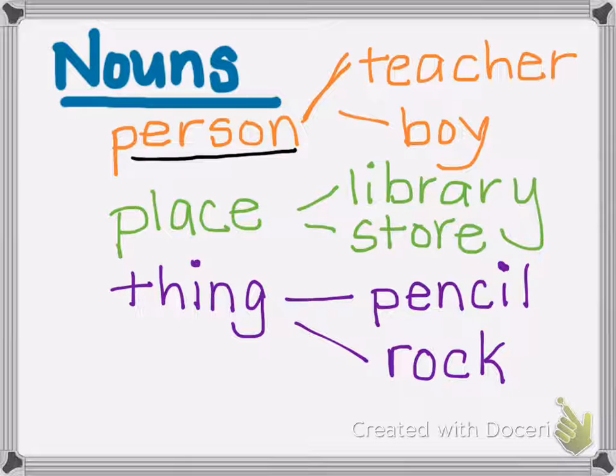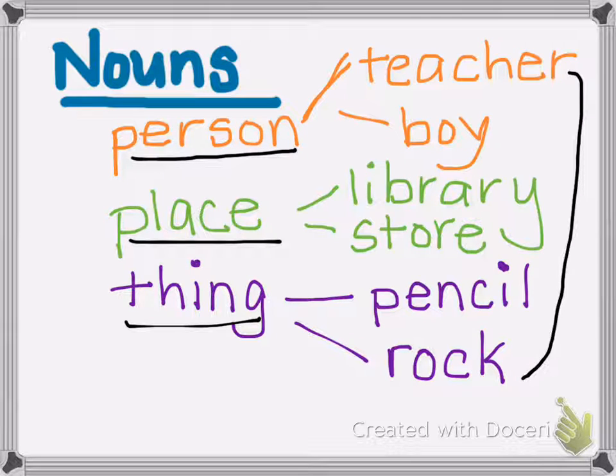A noun can also be a place, and a place is sometimes thought of as a setting. A noun is library because a library is a place. Store is a noun because store is a place. Okay? And of course, the last thing a noun is, is a thing. And a noun can be something like pencil or rock. So these are all nouns.